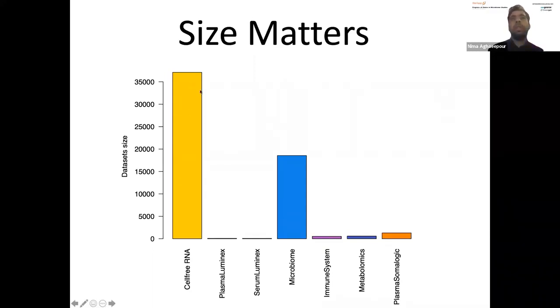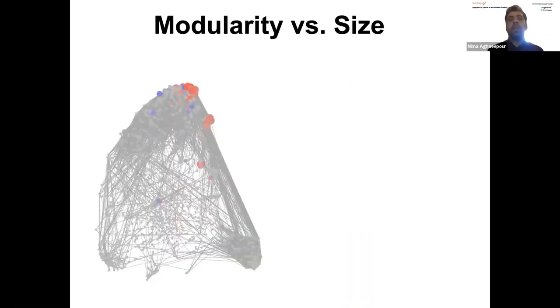A transcriptomics data set is really large. In contrast, a targeted proteomics data set is very small. And if you throw all of these into the same machine learning algorithm, you end up completely overwhelming the smaller data sets. But accounting for size alone is not enough, even if it would do that.